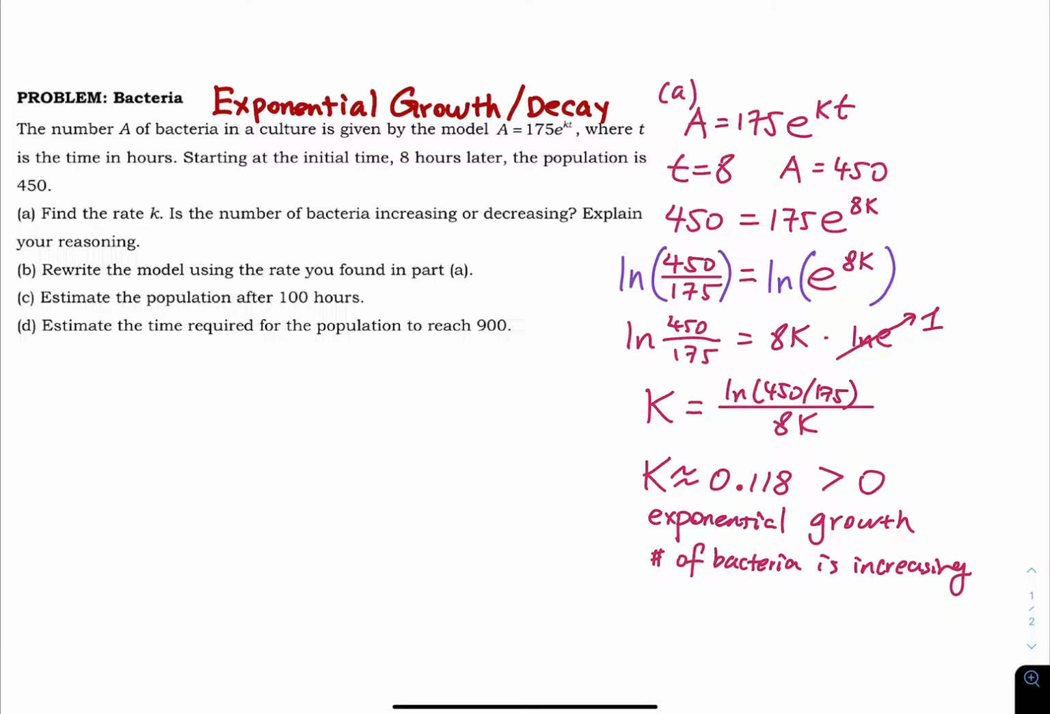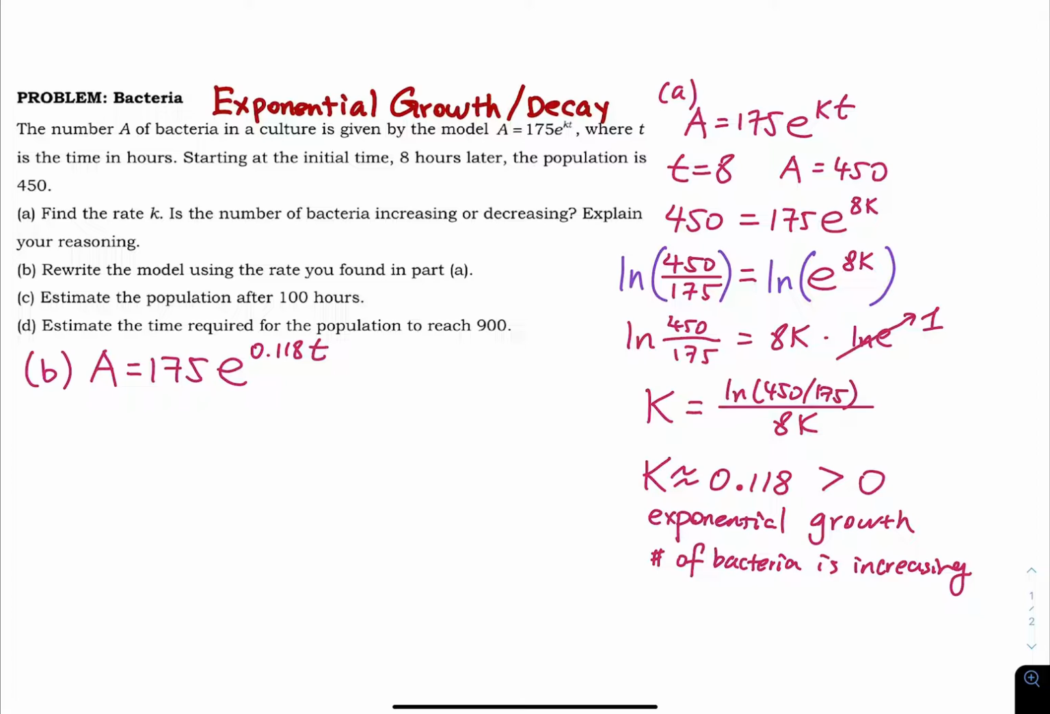Part B is rewrite the model using the rate you found in part A. Okay, I can do that. So for part B, A equals the initial population times e, base e, and then k is 0.118 times t. Now, I can use this model to answer the rest of the questions.